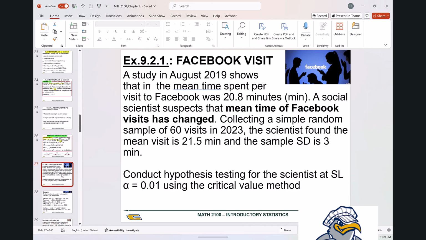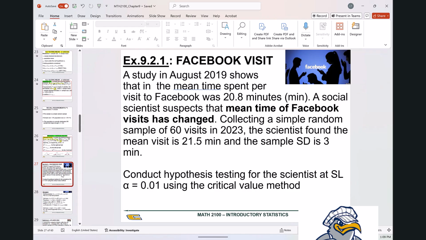So a study in 2019 showed that the mean time spent to visit Facebook was 20.8 minutes, okay? And here, a social scientist suspects that the mean time has changed, which means it's no longer 20.8, right? He didn't say that it's less than or more than, but he said it must have changed. So which means he said different, right? Collecting a simple random sample of 60 visits in 2023, the scientist found that the mean visit is 21.5, sample standard deviation is 3 minutes. Conduct hypothesis testing for the scientist at significance level alpha 0.01 using the critical value method.